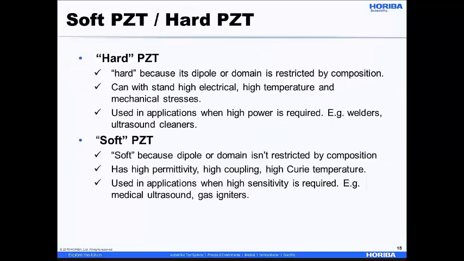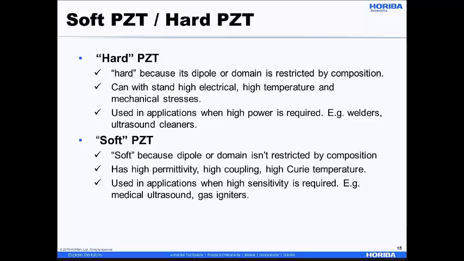Okay. And the last material that we're going to look at is PZT, also known as lead zirconate titanate. So there are two types, hard and soft. Hard because its dipole or domain is restricted by composition. So it's hard to change its composition, and then it can stand high electrical, high temperature, and mechanical stress. So this is mainly used for things that need to withstand high temperature and high electricity. Some examples are welders and ultrasound cleaners, or the laboratory ultrasound probe.